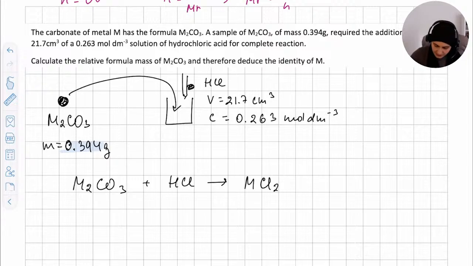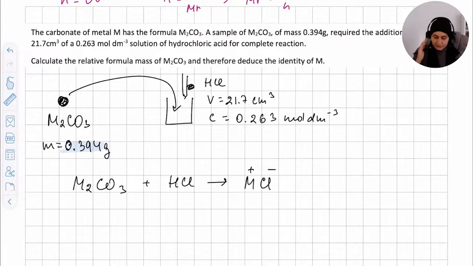MCl. Why is it MCl? Because CO3 has a charge of 2 minus, and since the formula is M2CO3, it means the charge of M is 1 plus, because you have two M pluses to cancel out the 2 minus of the CO3. And if M is plus 1, you know that Cl is 1 minus, so it must be MCl. Or you can just think of it as a metal of group 1, because metals of group 1 would form M2CO3 salts. That we know.